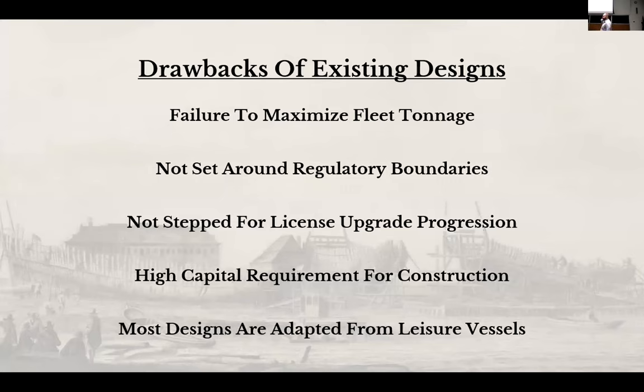So if you're going to make these, they need to maximize the fleet tonnage you can build in a certain period of time. That means you need to set it around regulatory barriers. For these smaller vessels, that's license progressions. Your captain's licenses are at 25 tons, 50 tons, and 100 tons, gross registered tons, because the U.S. hasn't caught up to the measurement treaties of the 1960s.